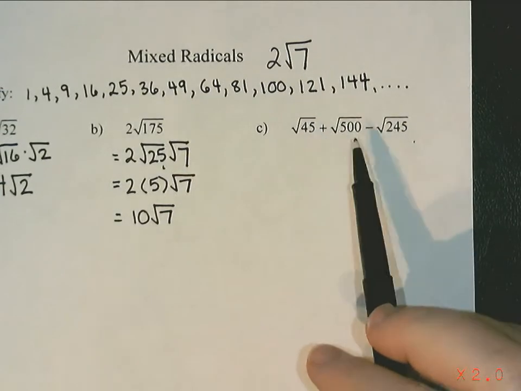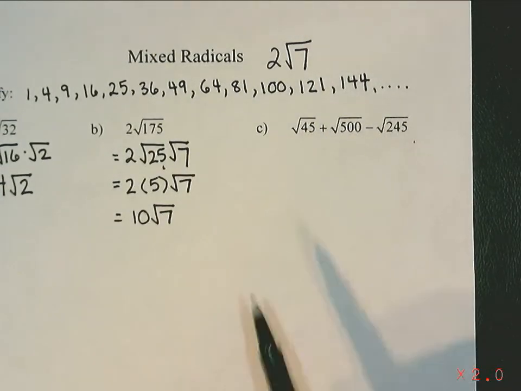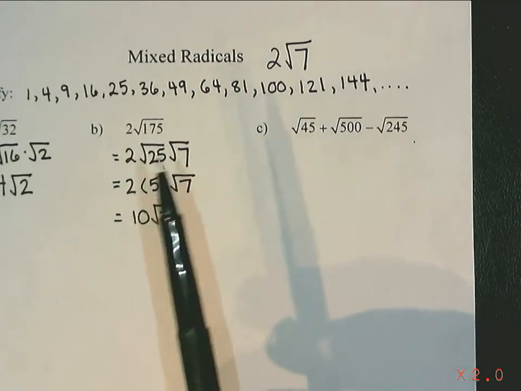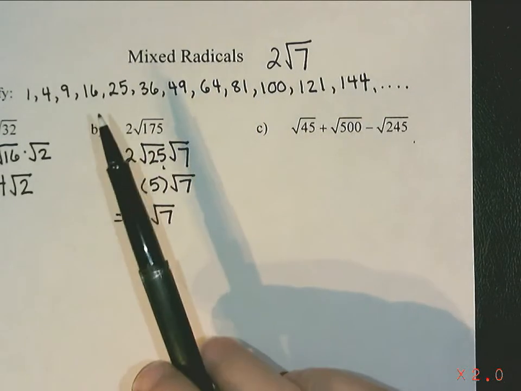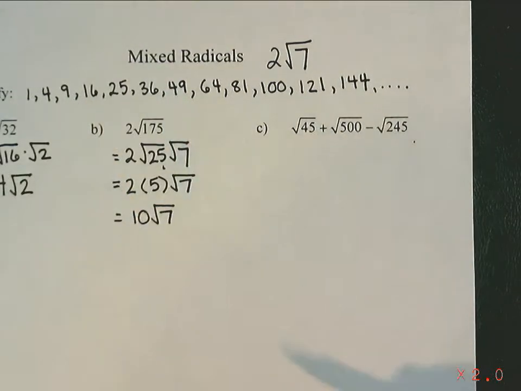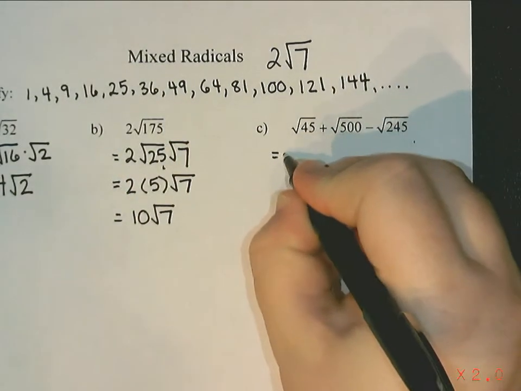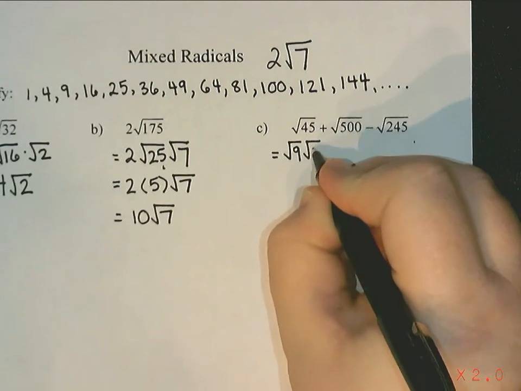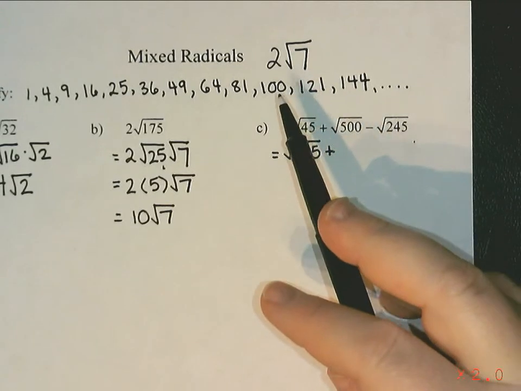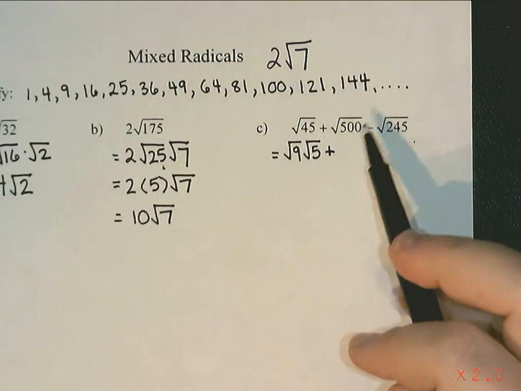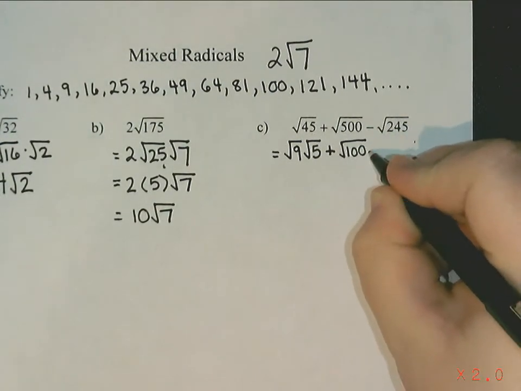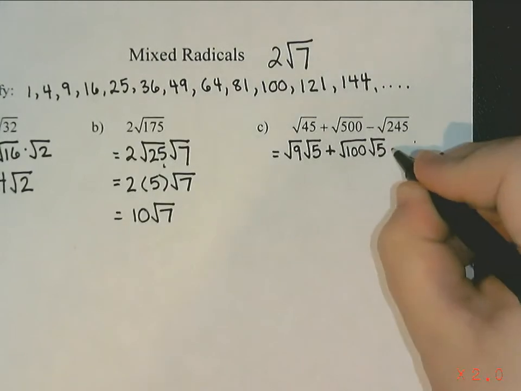So I'm going to look for the largest perfect square that divides into each of those. So 45 is definitely something that's divisible by 5, but 25 does not go into 45. 45 is actually 9 times 5. So I'm going to say this is the square root of 9 times the square root of 5. 500, I notice, is definitely going to be divisible by 100. It's got the 2 zeros. So this is the square root of 100 times the square root of 5.